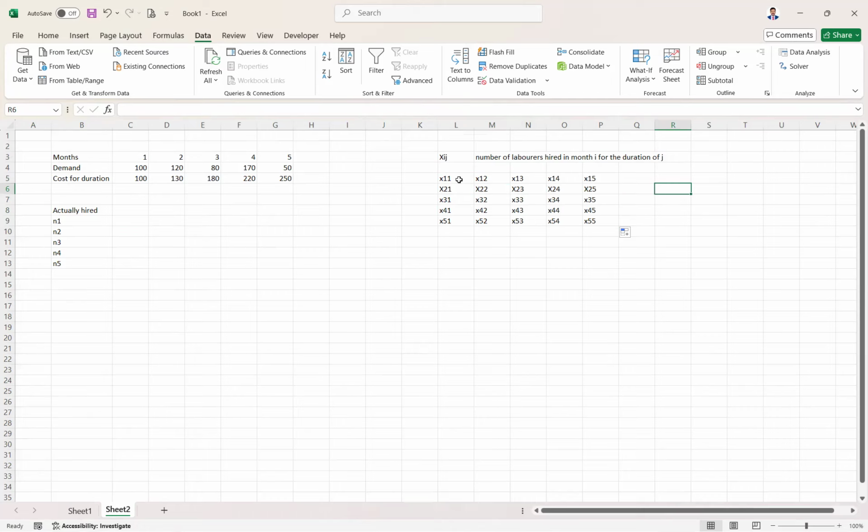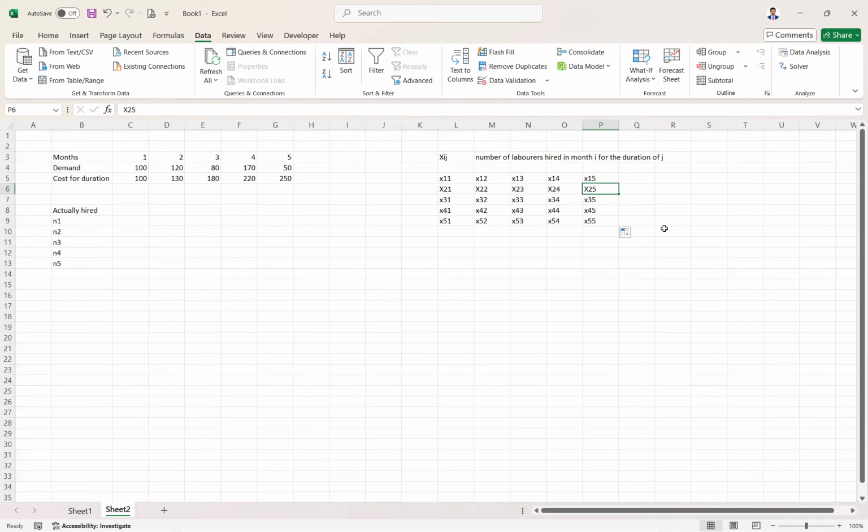So X11 means hired in month 1, working for 1 month. X13 means hired in month 1, working for 3 months. X23 means hired in month 2, working for 3 months. So from month 2, month 3, month 4. So until month 4, these X23 workers are working. But if you see X25, this is not relevant because if you are hired in month 2, you cannot work for 5 months. Right, you are already losing 1 month. Entire duration of work is only for 5 months.